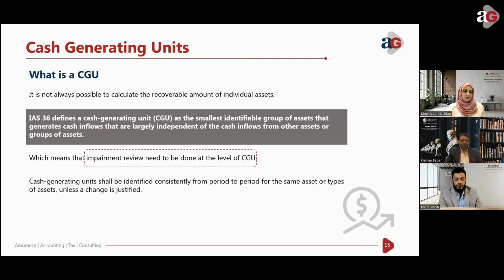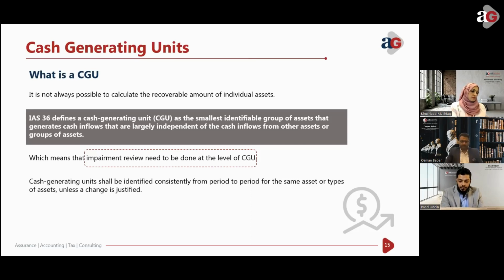So IAS 36 defines a cash generating unit as the smallest identifiable group of assets that generates cash inflows that are largely independent of cash inflows from other assets or groups of assets. Which means the CGU has to be generating cash inflows independent of other assets.